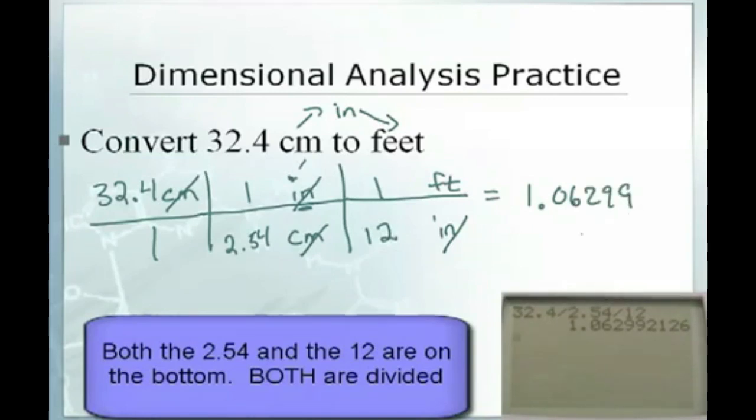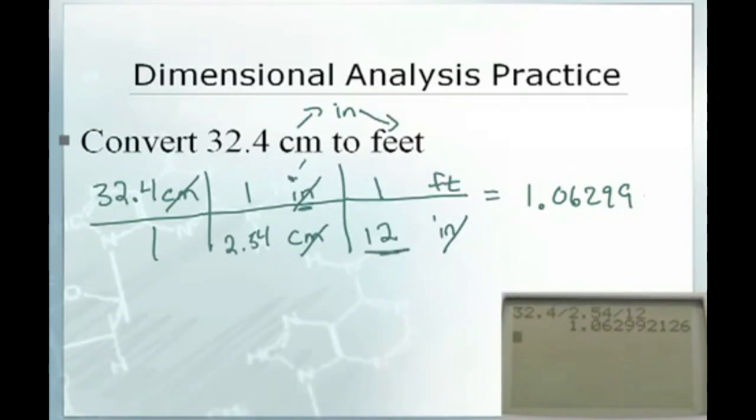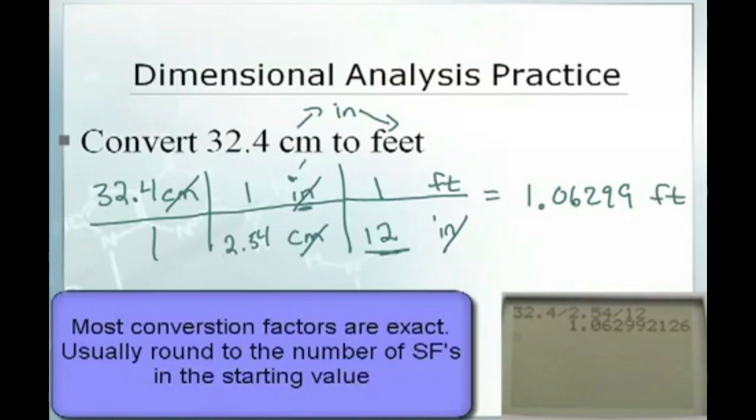All right, 3 sig figs. I see 3 sig figs. Now, wait a second, Mr. Sams. There's 12 inches in a foot. Isn't that 2 sig figs? That is an exact number. So there are exactly 12 inches in 1 foot.